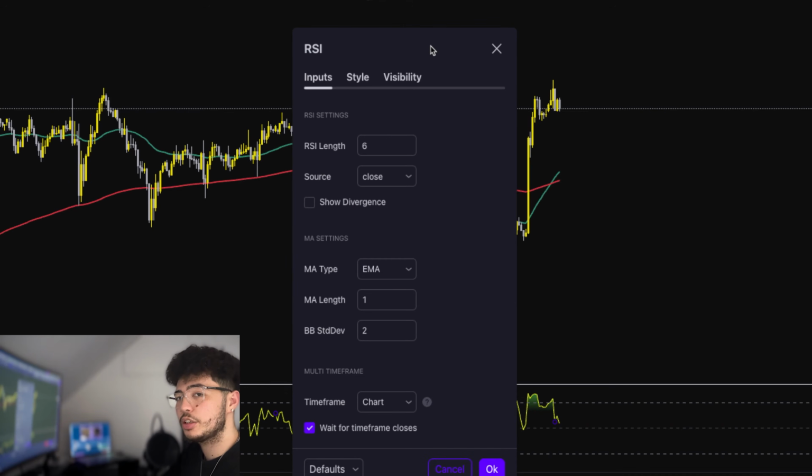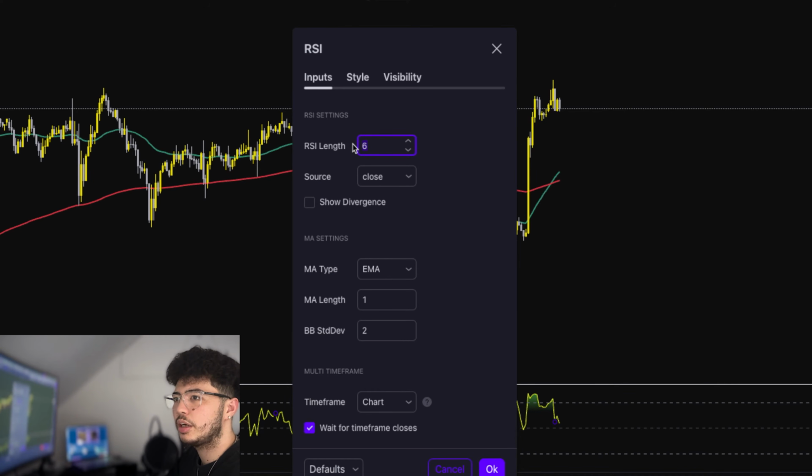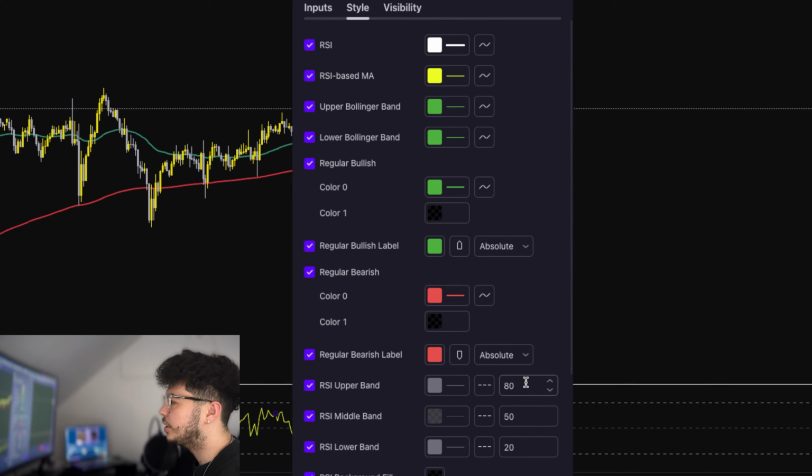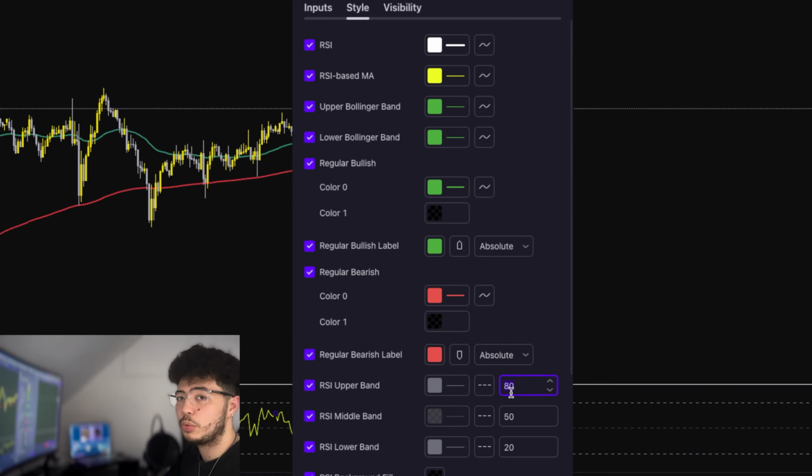For the RSI, this is where it gets a little bit more complex, if you will. The RSI length is 6, so I think standard default is 14. But we want 6 because we want to get the most extreme points in the market. So we need it to be 6, and I will show you the other settings in a second. Source is close, MA type, moving average type is exponential. MA length is 1, standard deviation is 2. For the style, the only things you really need to change are the upper band to 80, because again, we want the most extreme points of pullbacks.